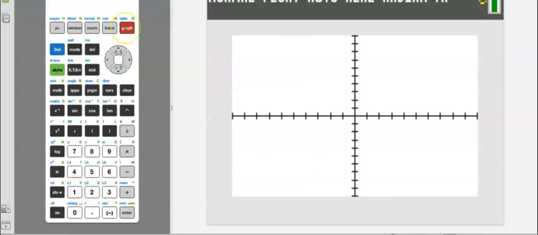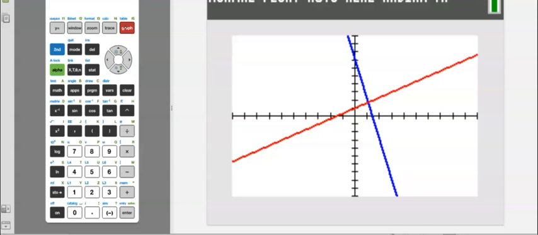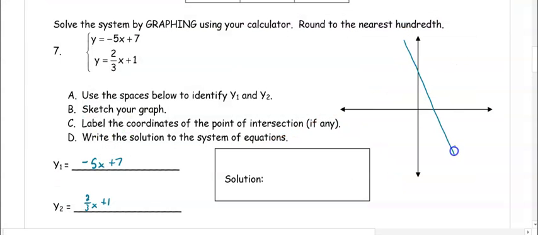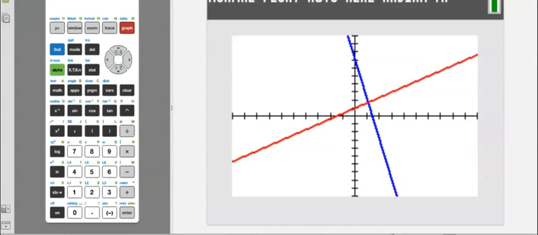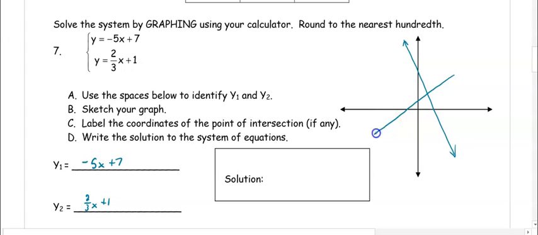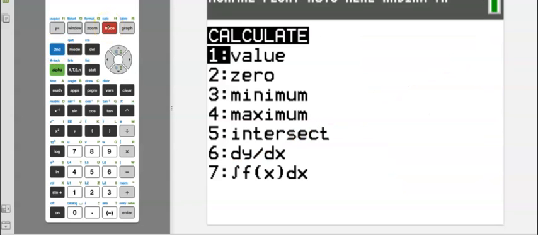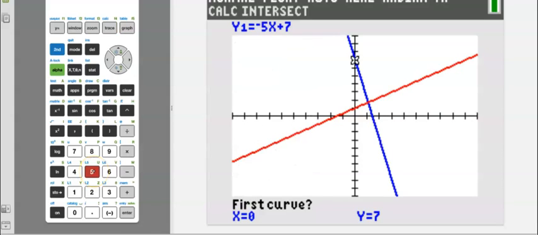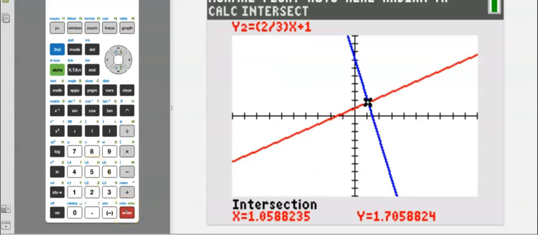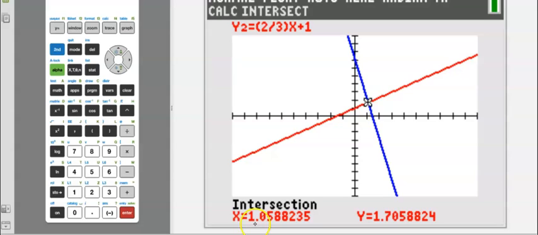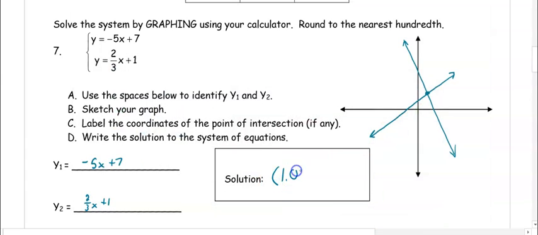Then to see the picture, we're going to hit graph, and we're going to draw a sketch of that. So we have one line coming down from left to right and one line going up from left to right. To see our intersection point, we're going to have the calculator find that for us. So we hit second trace, the number 5 for the option that says intersect. Then we hit enter 3 times, and where it says intersection down here, we can round. So that's going to be 1.06 comma 1.71. We also label that on the graph.